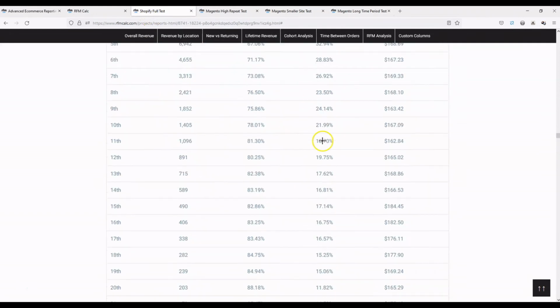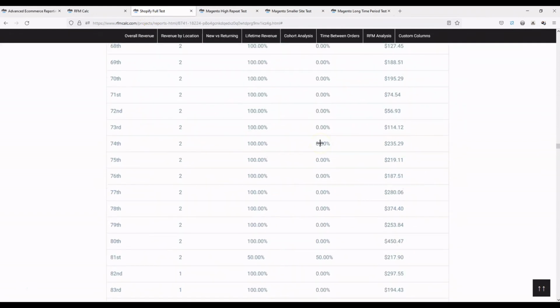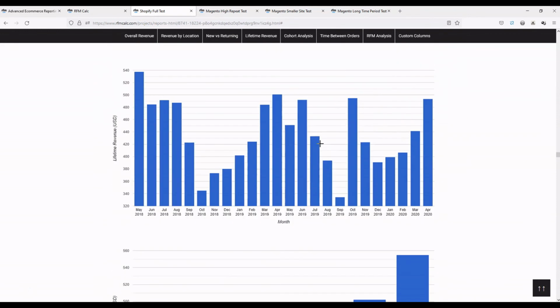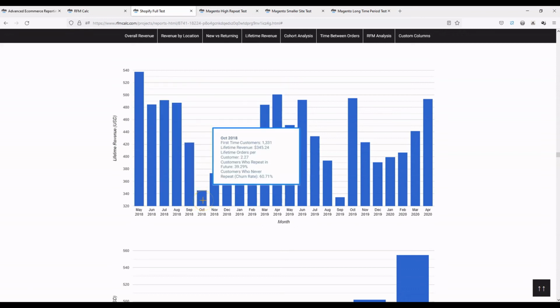And you can do this, as I say, for any site, for any platform. So this is a Shopify site, again with the same data. For this one, you can see the lifetime revenue was really, really high in some months. So May 2018, really, really high, nearly $540 for customers who came in May 2018. But in October, it's down at $345. So still a pretty healthy lifetime revenue, but much, much lower.